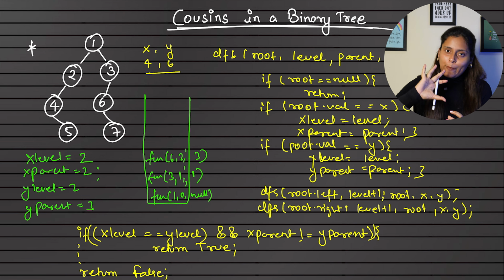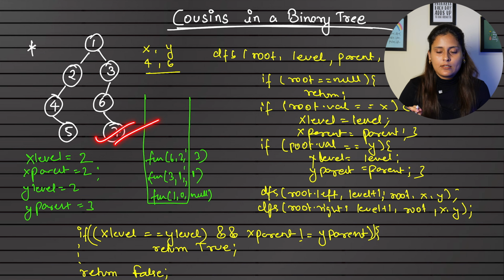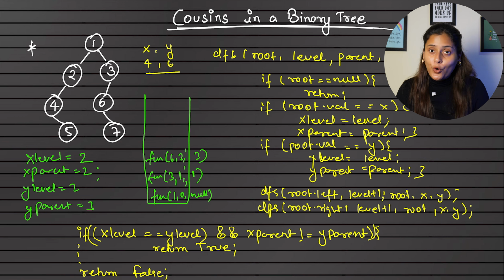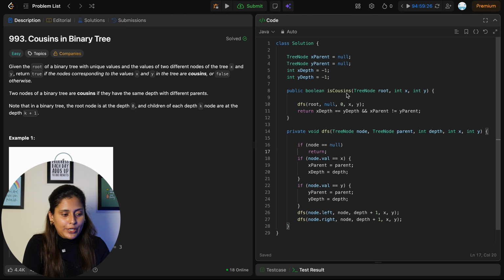BFS code, space wise, is more optimized than this DFS. How is it so? We'll see it. So first let's write the code in the editor. So here is the DFS code for it. First we have to initialize our 4 variables. Then in the main function you have to call this, correct?